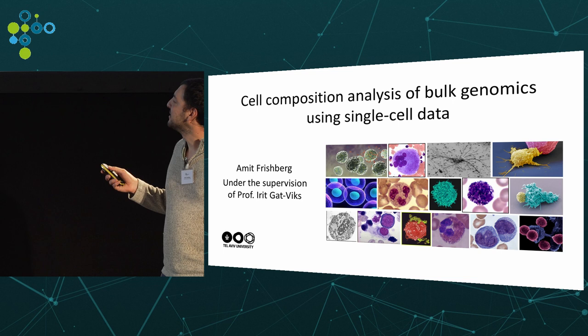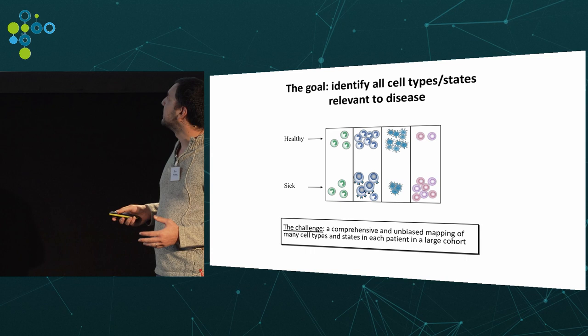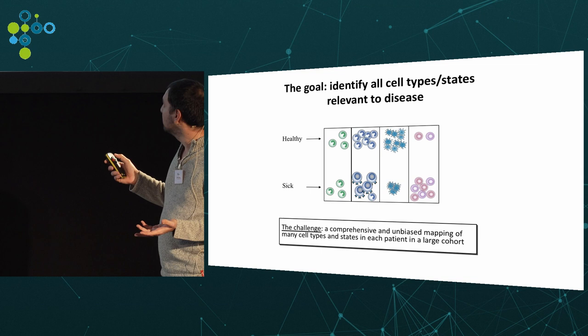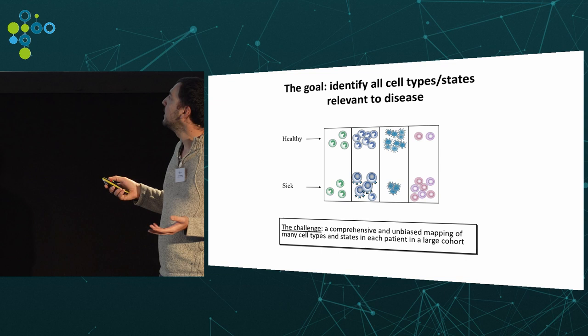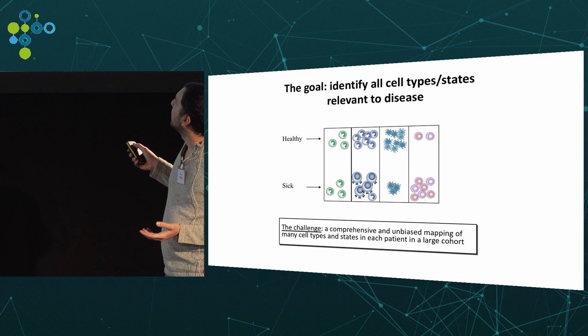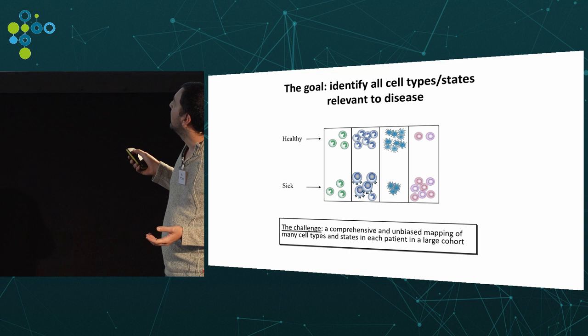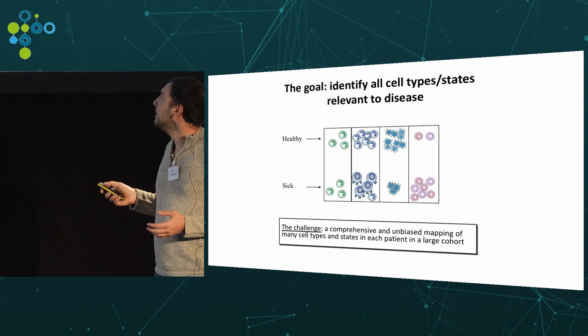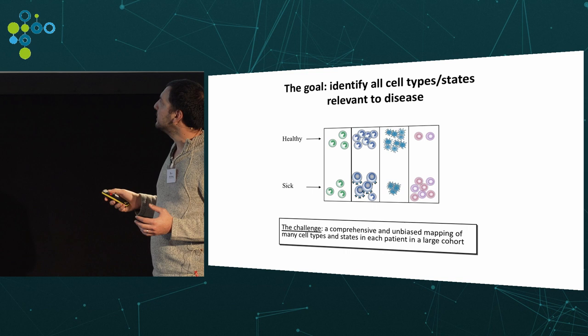Okay, so first of all, why do you need to understand cell composition in general? Basically, if we have, for example, healthy and sick individuals, we would like to compare the composition of cell types or cell states between these individuals. For example, here you can see that maybe there are more cells from this cell type, and maybe less here, and probably more here than here. And if we understand the cell composition in these two states, we will probably understand more about the disease and how to treat it, maybe.